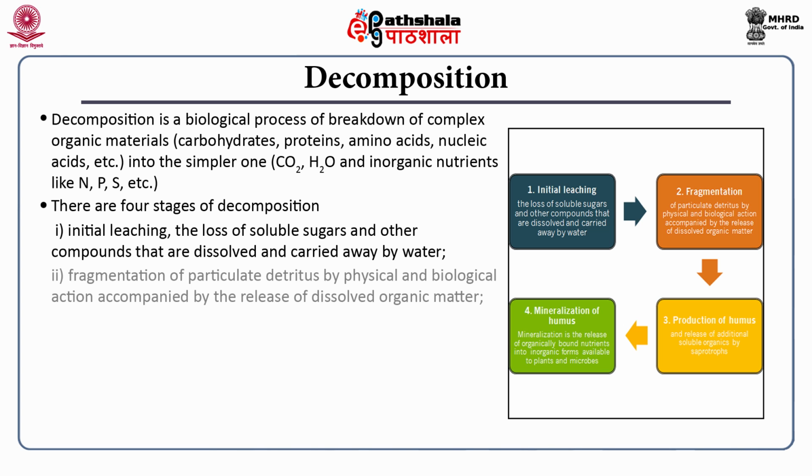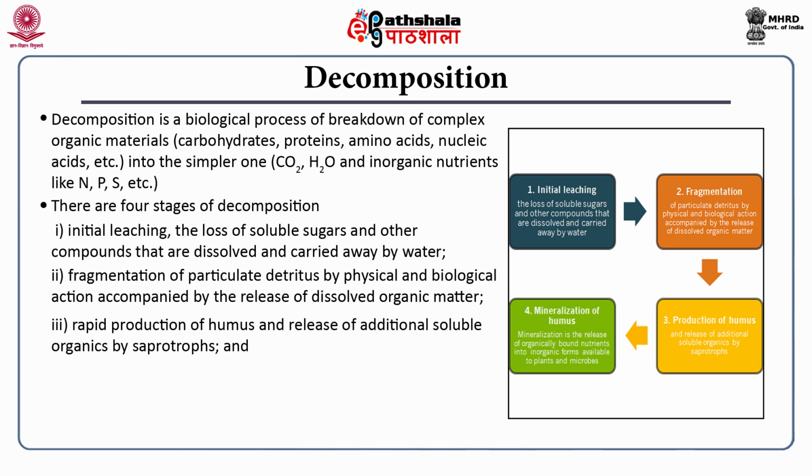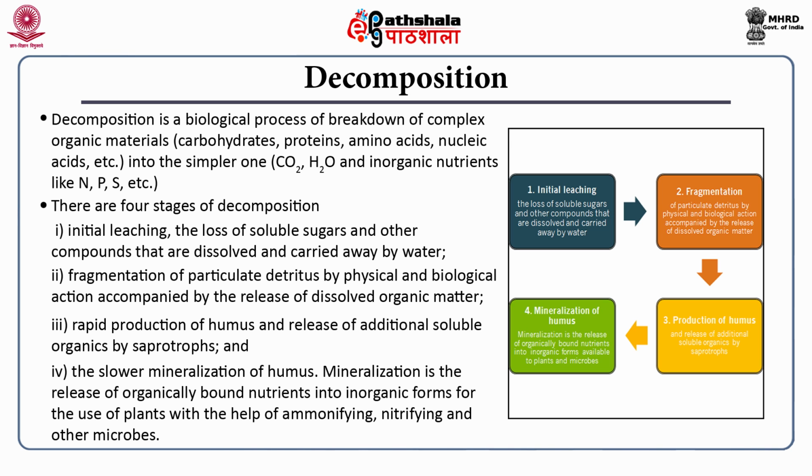Second is fragmentation. Fragmentation of particulate detritus by physical and biological action, accompanied by the release of dissolved organic matter. Third is rapid production of humus and release of additional soluble organics by saprotrophs, and the fourth stage is the slow mineralization of humus. Mineralization is the release of organically bound nutrients into inorganic forms for the use of plants with the help of ammonifying, nitrifying and other microbes.